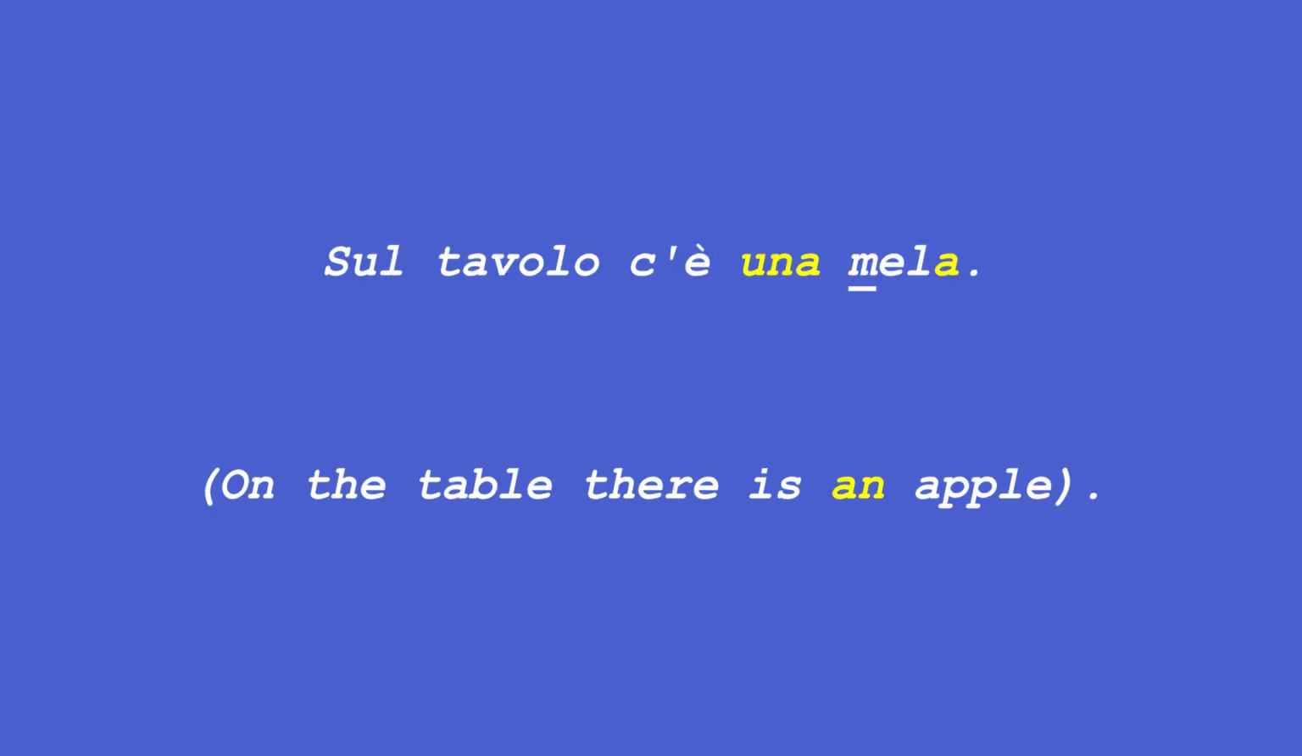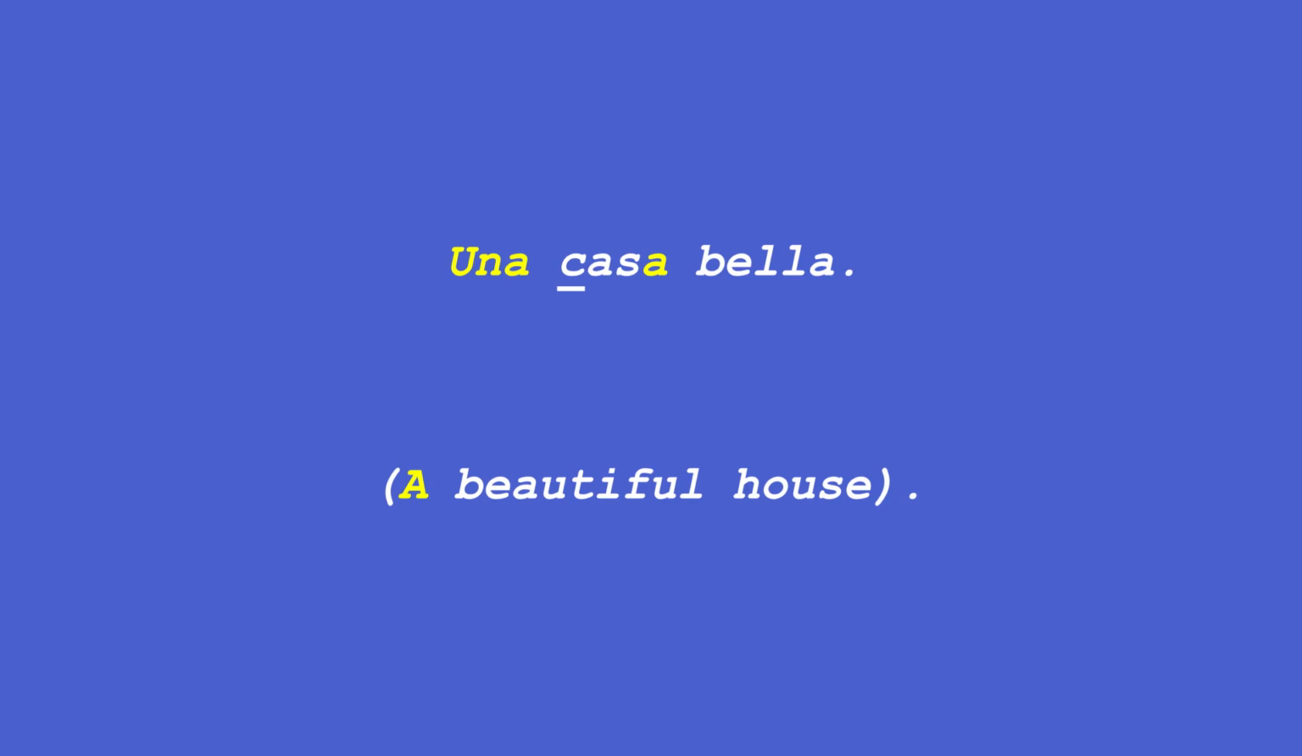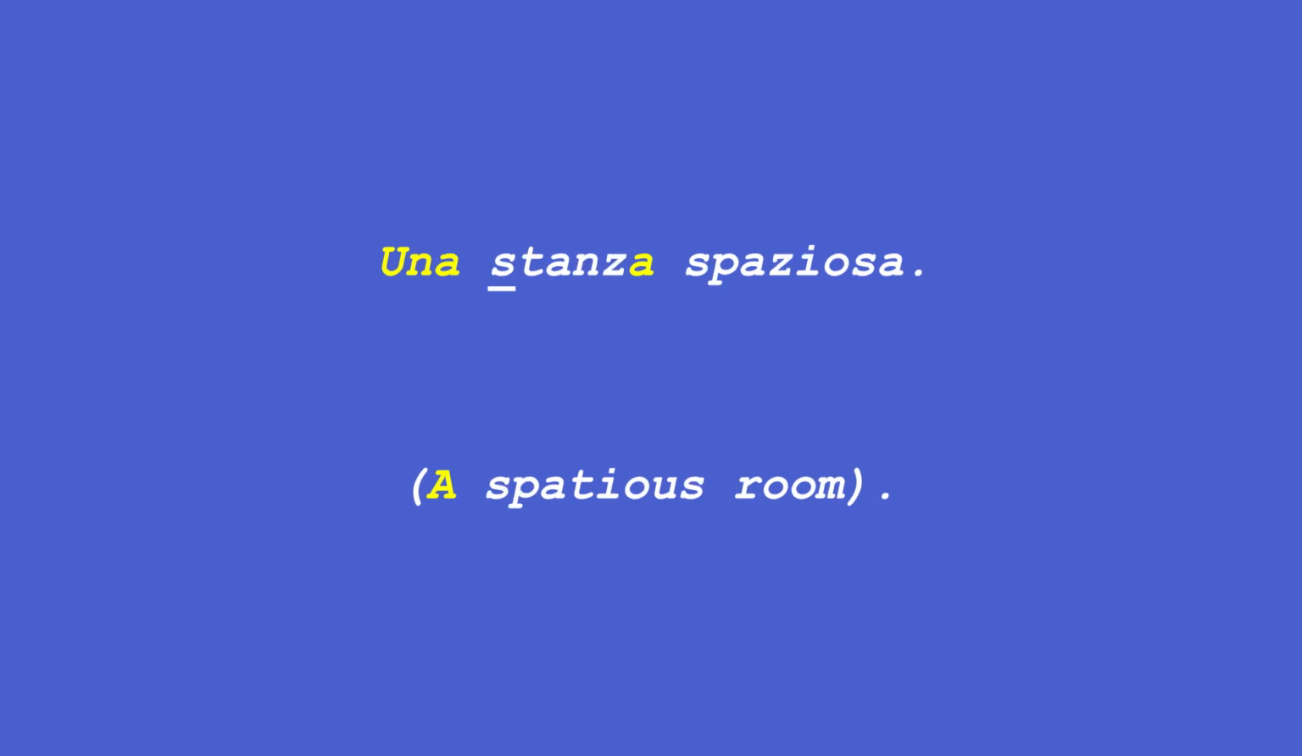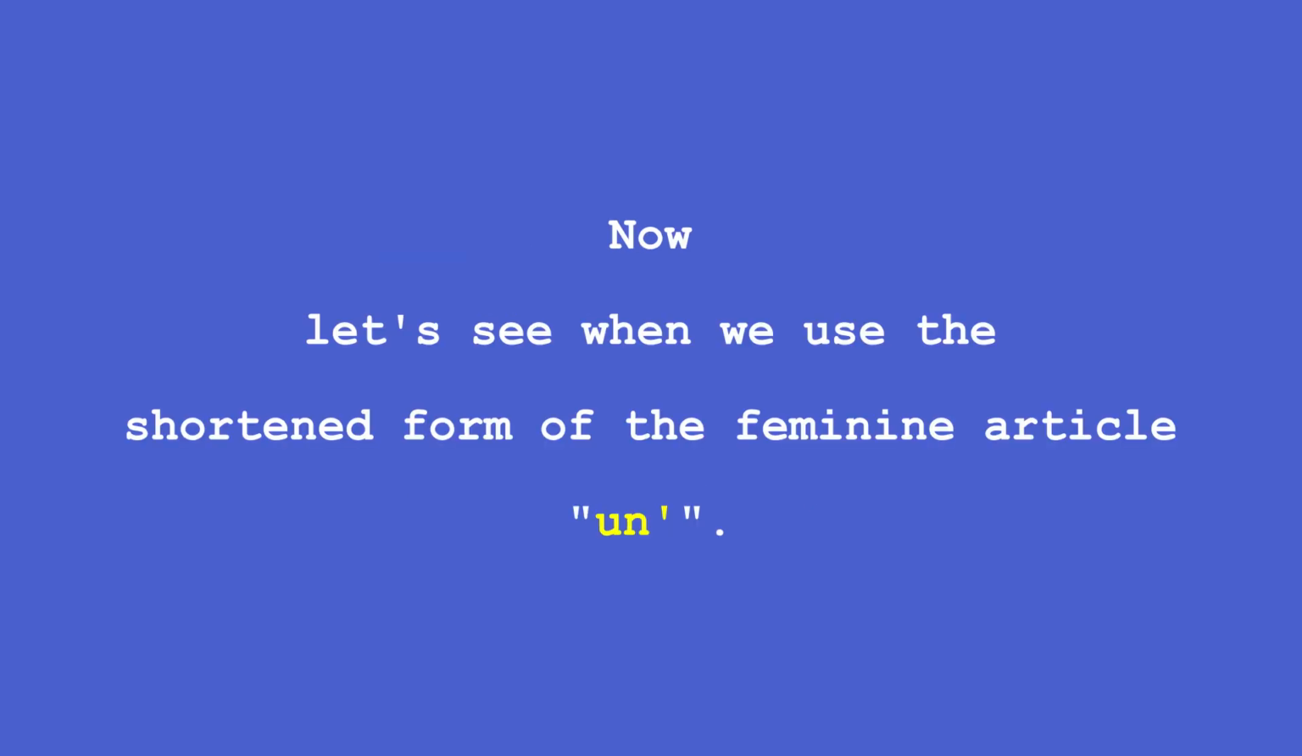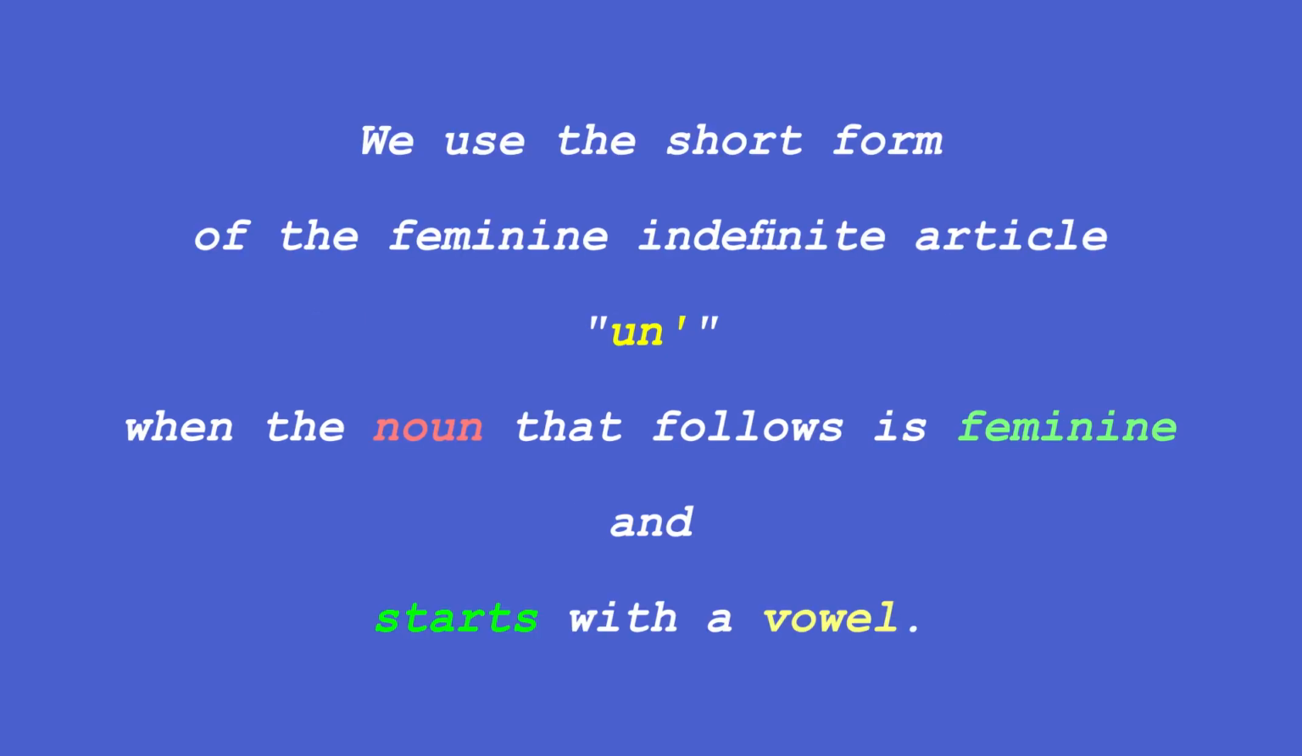Sul tavolo c'è una mela. On the table, there is an apple. Una casa bella. A beautiful house. Una stanza spaziosa. A spacious room. Now let's see when we use the shortened form of the feminine article un'. We use the short form of the feminine indefinite article un' when the noun that follows is feminine and starts with a vowel. Let's have a look at some examples.